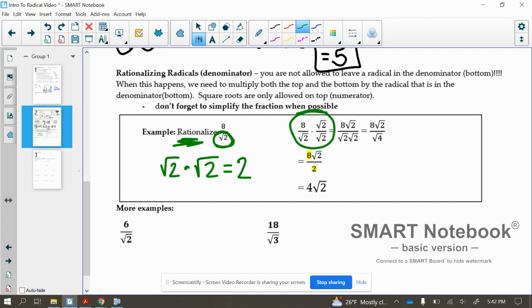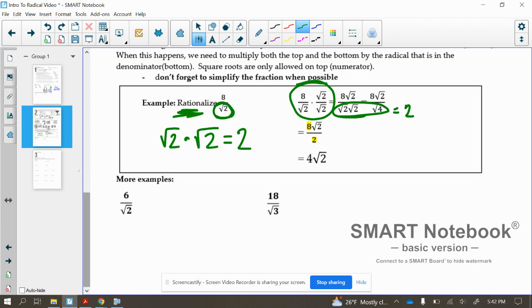So what we do is we take 8 square root 2 divided by square root 2 and multiply top and bottom by square root 2, because we know that this bottom piece then just becomes a 2 when we simplify. So we end up with 8 square root 2 on the top divided by 2 on the bottom, and then the 8 and the 2 simplify to just be a 4.